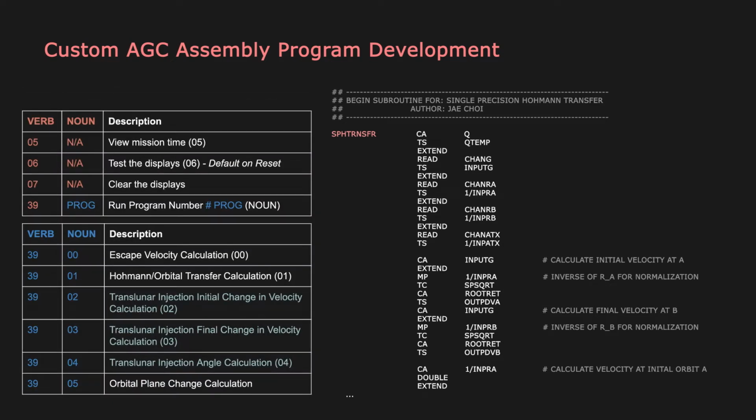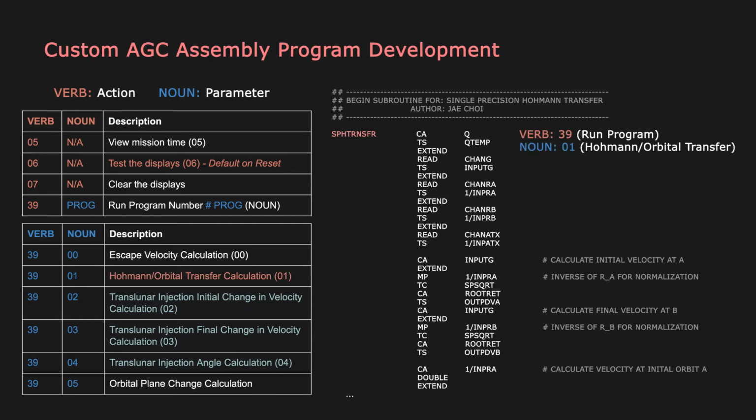As stated earlier, the Apollo astronauts historically used verb and noun pairs to operate the AGC. The verb signifies the action required to be taken for the computer, and the noun signifies the required parameter or value. Certain actions, such as testing the displays, do not require a parameter, since it is a verb-only command. However, for running programs, we specify the run program action, which is verb 39, with the noun parameter being which program to run. For example, to run the Hohmann orbital transfer program, we run program by inputting verb 39 for program number 01, or noun 01, which is the Hohmann transfer program.